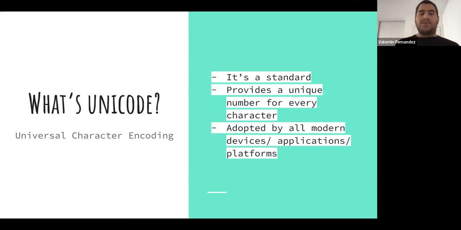Unicode stands for Universal Character Encoding, and it's a standard, right? It provides a unique number for every character, and it's widely adopted by all modern devices, applications, and platforms. When I say devices, applications, or platforms, we're talking about mobile phones, operating systems, web applications.